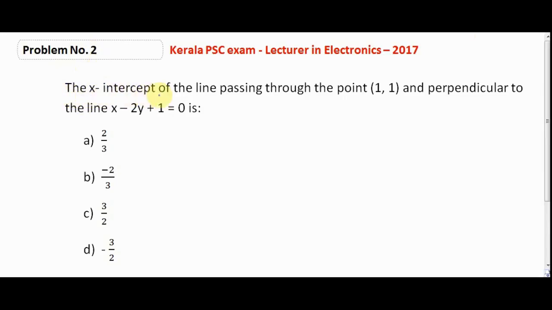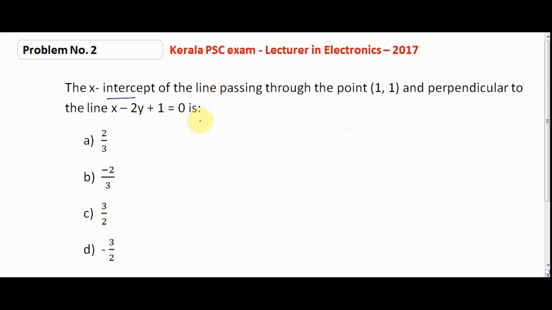The x-intercept of the line passing through the point 1, 1 and perpendicular to the line x minus 2y plus 1 equal to 0 is. So we are asked to calculate the x-intercept of the line which passes through the point 1, 1 and is perpendicular to the line x minus 2y plus 1 equal to 0. To find the x-intercept, at first we have to find the equation of the line itself. Then in that equation, if we put y equal to 0, we will get the value of the x-intercept.